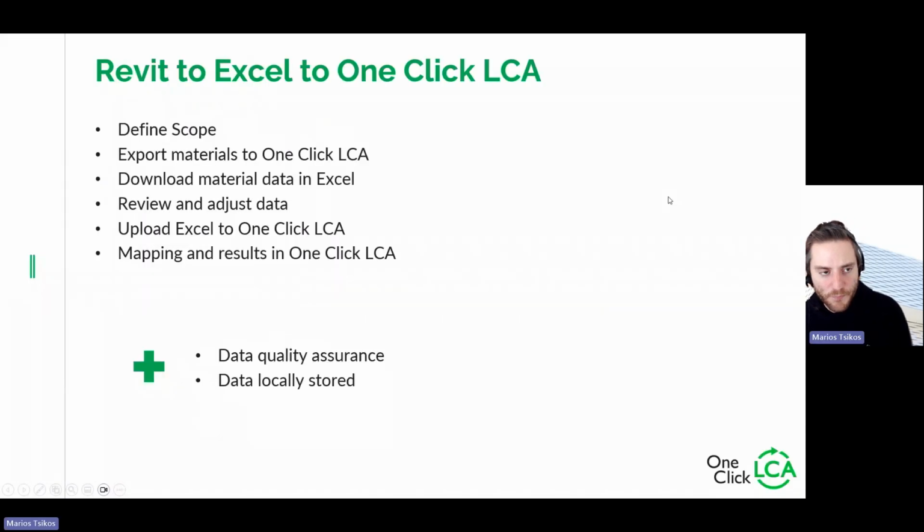And the third option involves defining the scope first, so you can start with LCA in Revit to define the scope, and then before you proceed and get the results, you can actually send it to One Click LCA. So you export the materials to One Click LCA eventually. This is where you can download the materials in an Excel format, review, adjust them as we said, and then upload the Excel. And this is when you start doing the mapping of the Revit materials with EPDs and get the results directly in One Click LCA.